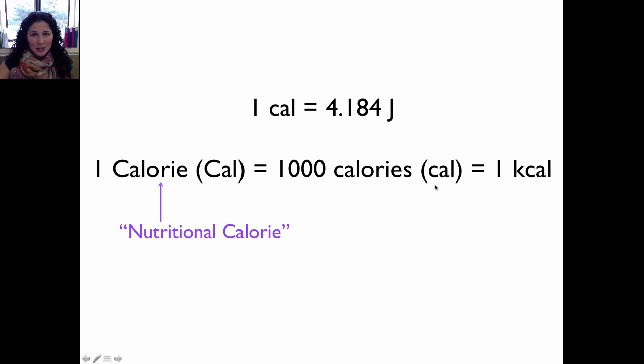This is very confusing, unfortunately. But this is something that the nutritional industry or the food industry has done to us. In the United States, anytime you see calories on the outside of a food container, these are nutritional calories, and they're actually equal to 1,000 of our regular calories, or 1 kilocalorie. So keep this in mind and be careful about the way that you're writing calorie.